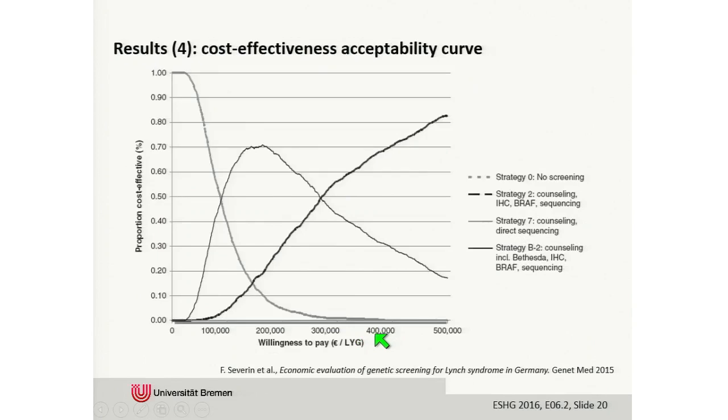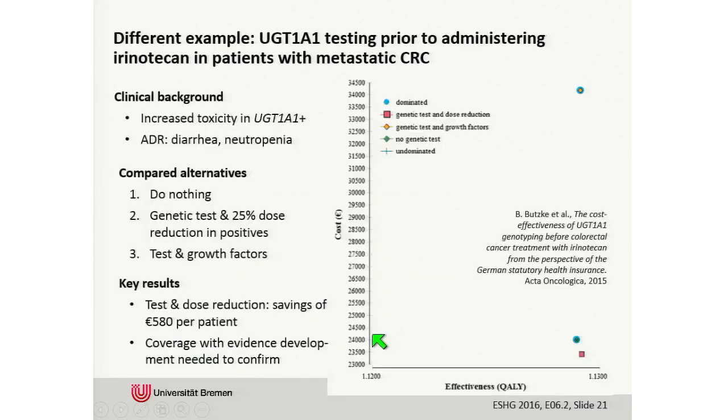Now I went through one example of genetic testing in cancer, and it's a somewhat frustrating example, or at least the cost effectiveness in our study was not very favorable. There are also other examples. For example, we looked at UGT1A1 testing prior to administering irinotecan in patients with metastatic colorectal cancer, where individuals with this mutation have increased toxicity and can experience diarrhea, neutropenia.